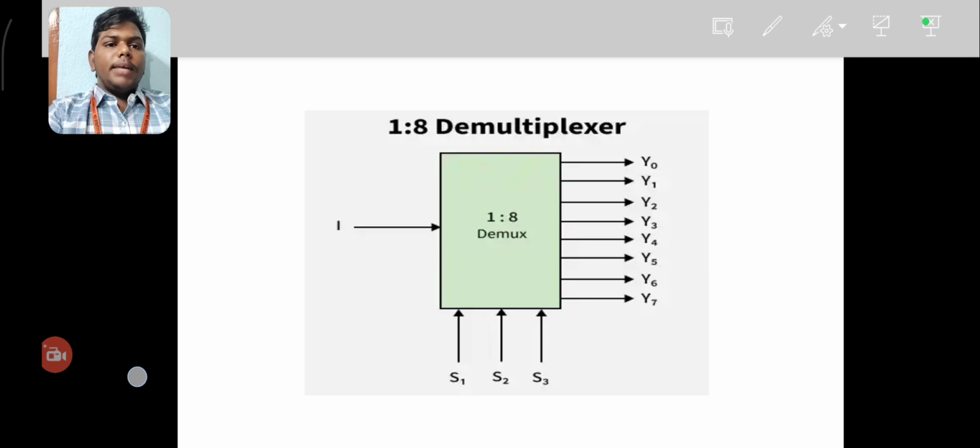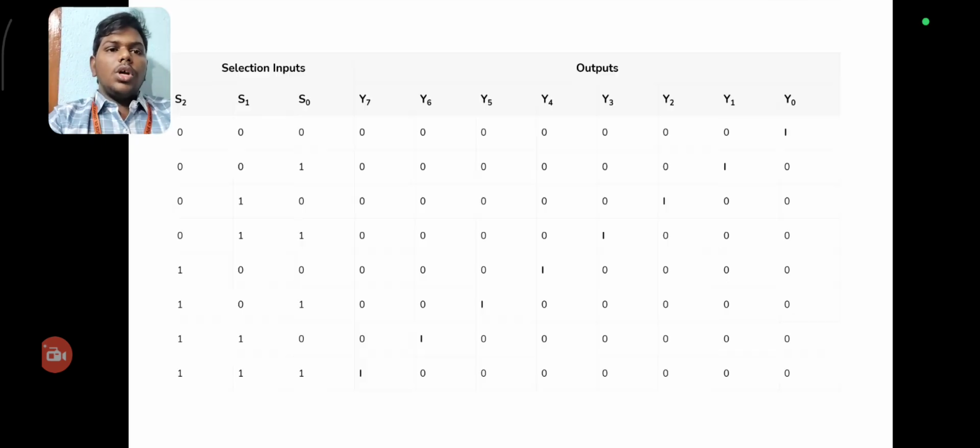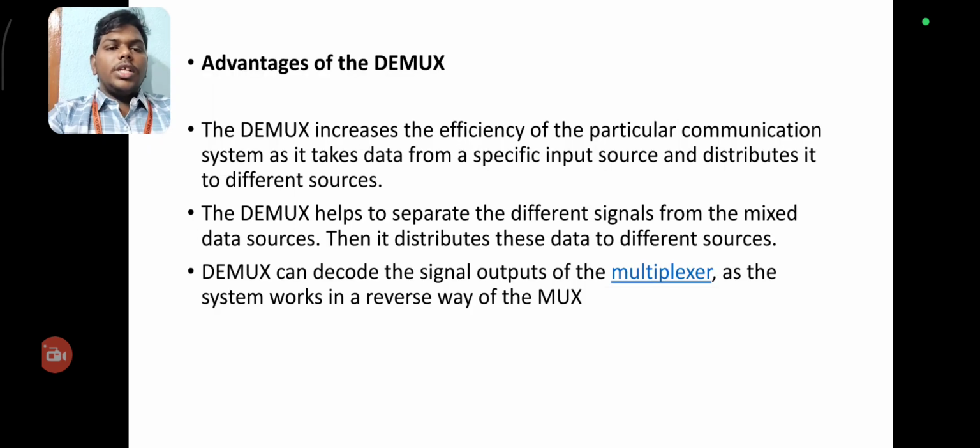So demultiplexer is nothing but a combinational logic circuit. Let's see the advantages of the demultiplexer. It increases the efficiency of the communication system as it takes data from a specific input source and distributes it to different destinations. It helps to separate the different signals from mixed data sources and then distributes this data. It can decode the signal outputs, as the system works in a reverse way to a mux. So it is quite the opposite of a multiplexer.